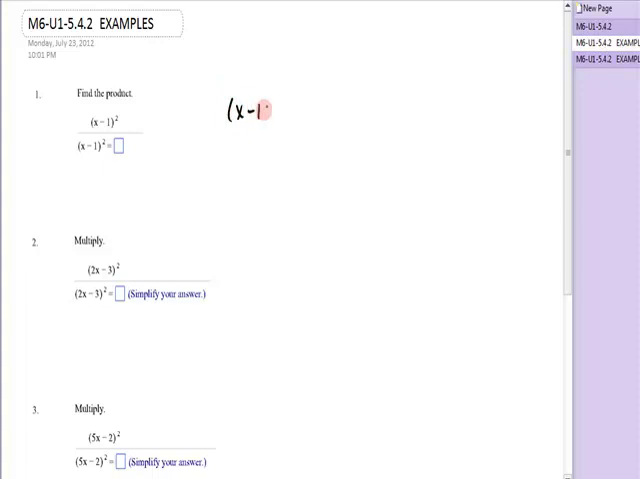I have x minus 1 quantity squared. Squaring a binomial. Square the first. X times x is x squared. Multiply these two. That gives me negative x, or negative 1x. But I have to double it, or multiply it by 2, so it's negative 2x. Square the last one. Negative times negative is positive 1.